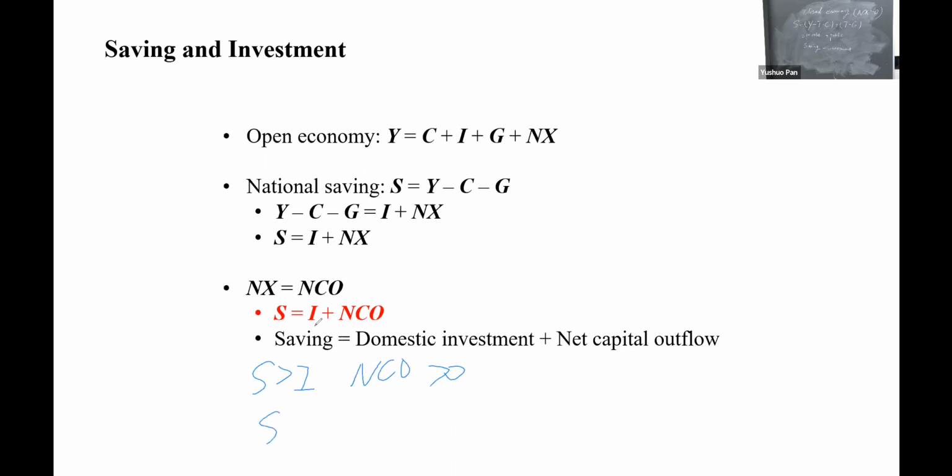On the other hand, if S is smaller than I, then NCO is smaller than zero. If we want to hold this equation, only when NCO is smaller than zero, S could be smaller than I. Such as in the United States, if the United States does not have enough saving to invest what Americans need, then it has to borrow or attract foreigners to invest in the United States. In that case, the net capital outflow is going to be smaller than zero.